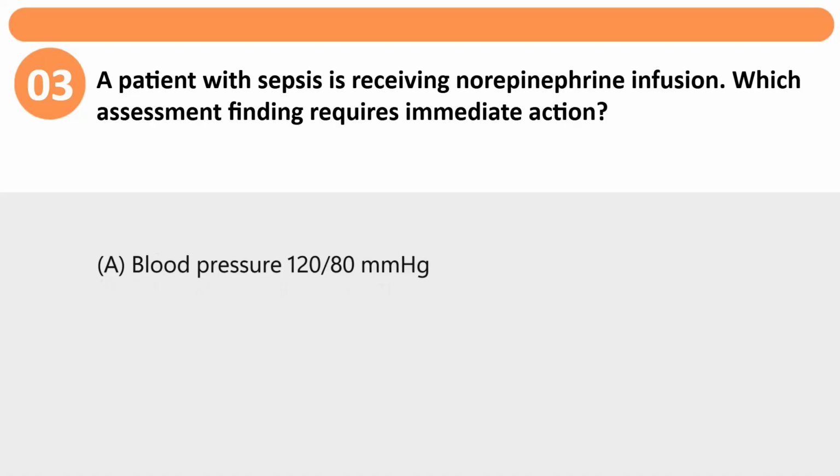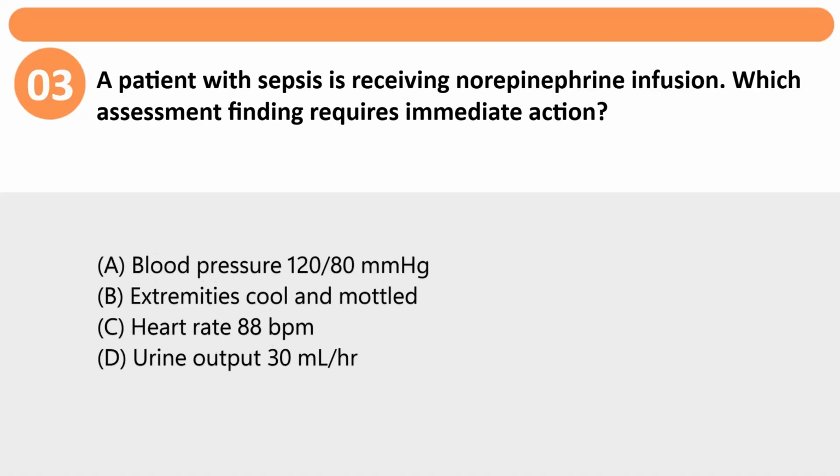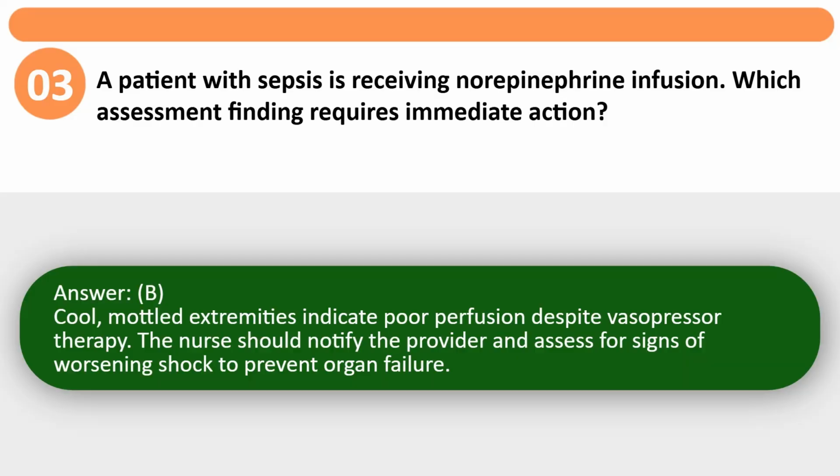A patient with sepsis is receiving norepinephrine infusion. Which assessment finding requires immediate action? A. Blood pressure 120/80 mmHg. B. Extremities cool and mottled. C. Heart rate 88 bpm. D. Urine output 30 ml per hour. Answer, B. Cool, mottled extremities indicate poor perfusion despite vasopressor therapy. The nurse should notify the provider and assess for signs of worsening shock to prevent organ failure.